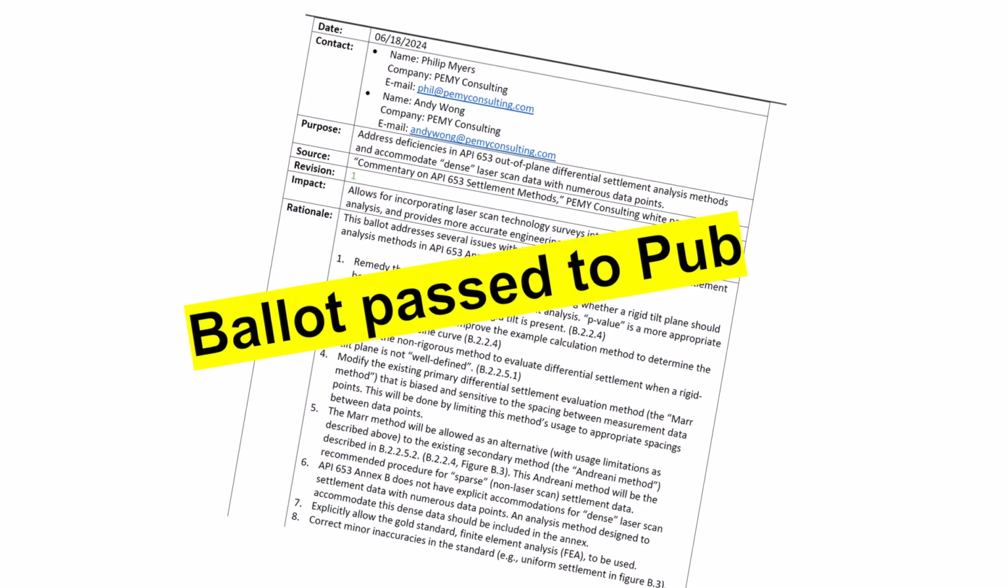At the last meeting, the ballot was passed to publication. This means that there will appear in the next edition of API 653 the changes that I'm talking about now. The image you see is the actual ballot, which serves as a transition or markup between the current edition and the new edition. That is available on the GitHub website, which I will demonstrate later.